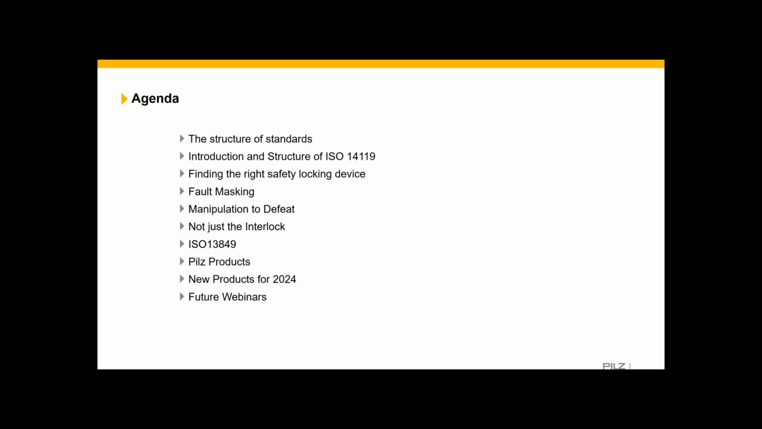So the agenda for today, we'll look at a quick structure of standards. We'll do an introduction and the structure of 14119 for interlocking. We'll then look at finding the right safety interlocking device. We'll cover fault masking. We'll look at manipulation to defeat. And then it's not just about the interlock. We'll also look at 13849. And then we'll finish off really with some new products from PILT for guard locking that are coming out later on in 2024. And then finally, we'll just finish with future webinars.